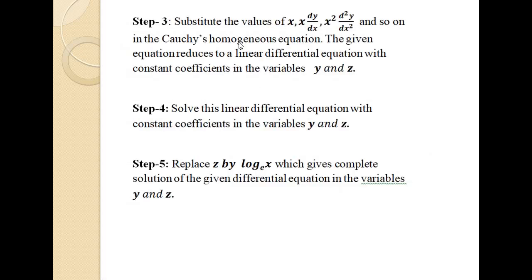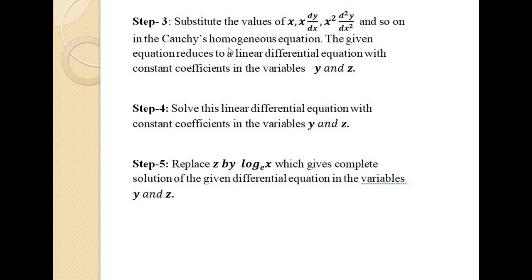So the third step is to substitute the values of x into dy by dx, x square into d square y by dx square, and so on in the Cauchy's homogeneous equation. If you substitute these terms in the Cauchy's homogeneous equation, the given equation reduces to a linear differential equation with constant coefficients in the variables y and z.